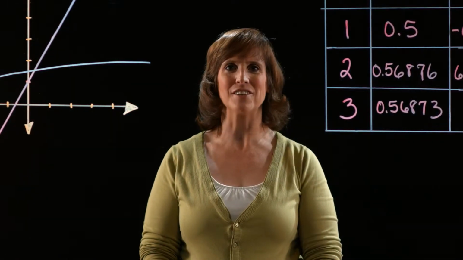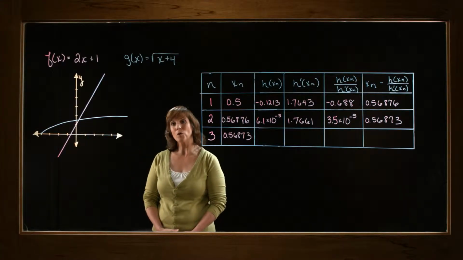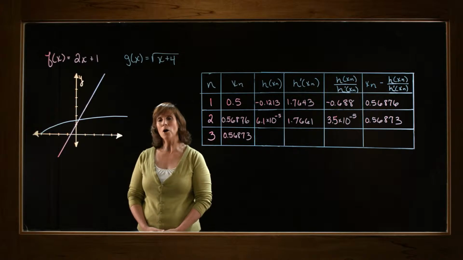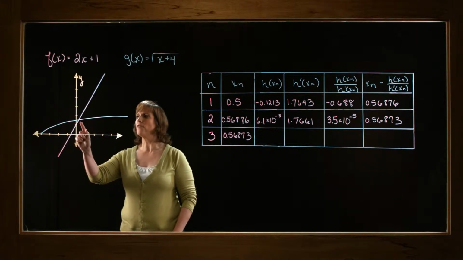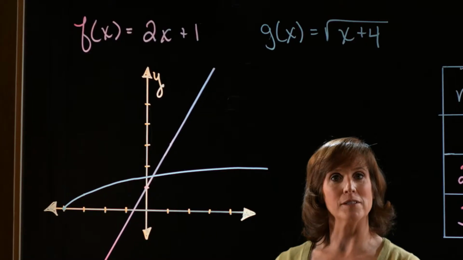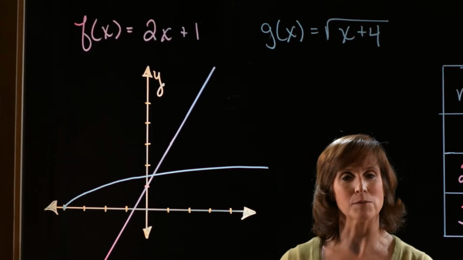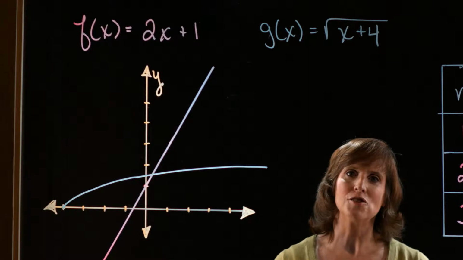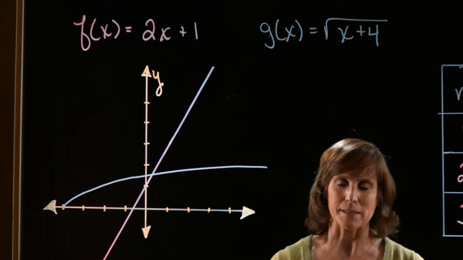Hi, I'm Cheryl Leach. In this problem, we're going to be using Newton's method to help us find the x-coordinate of the intersection point of two functions. The first one being 2x plus 1, and the second one, the square root of x plus 4. Now we want our answer to be accurate to 3 decimal places.